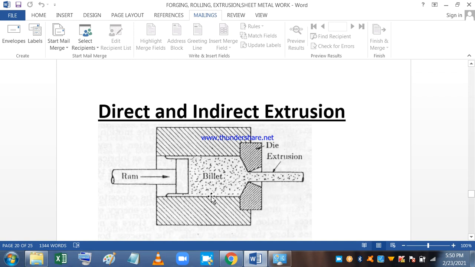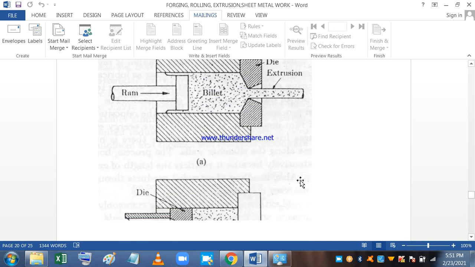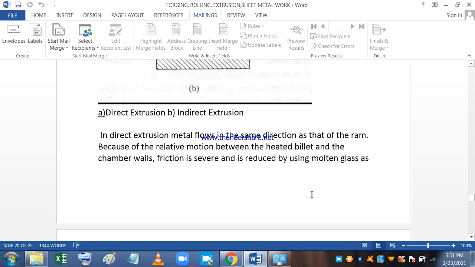This is called direct extrusion, where the ram is pushing the material on this side and material comes out from the same side, in the same direction. In indirect extrusion, the end of the extrusion chamber is closed, and the die is placed here, and there is a hollow ram that pushes the die itself on the billet. And if the pressure is on this side, the plastic material after extrusion comes out from the opposite side. This is called indirect extrusion.